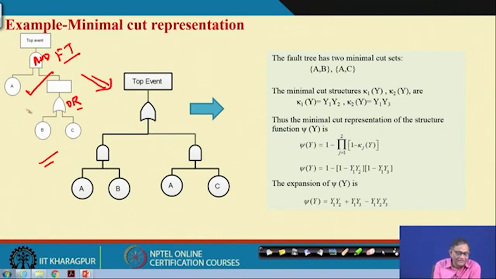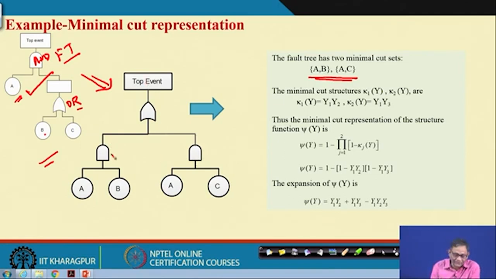What are the cut sets? There will be 2 cut sets: A must occur, B or C occurrence will lead to the top event, so A, B and A, C. So, there are 2 minimal cut sets, A, B and A, C. So, this one is represented like this. When we know the cut sets, first you must know how many cut sets.